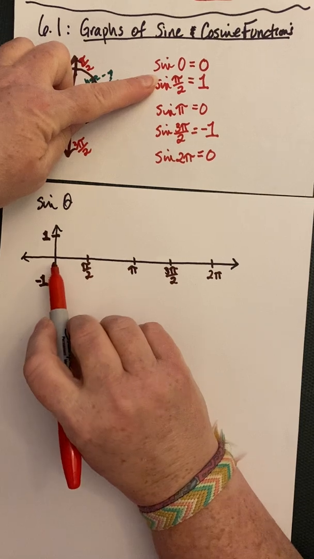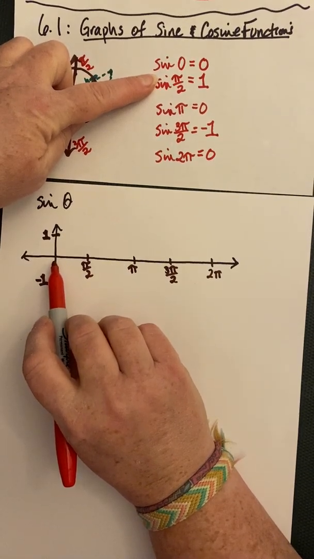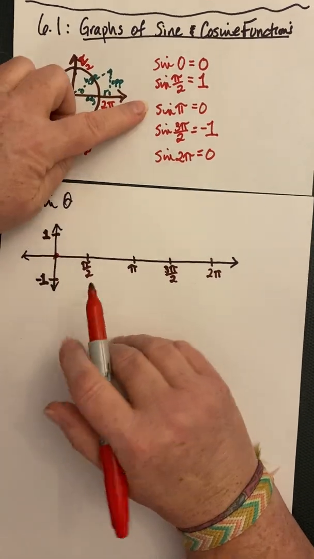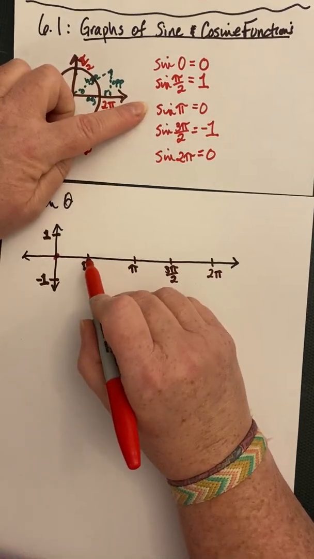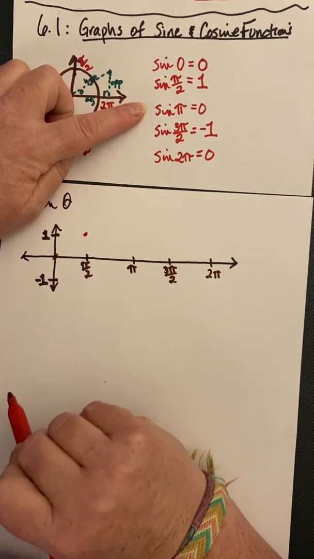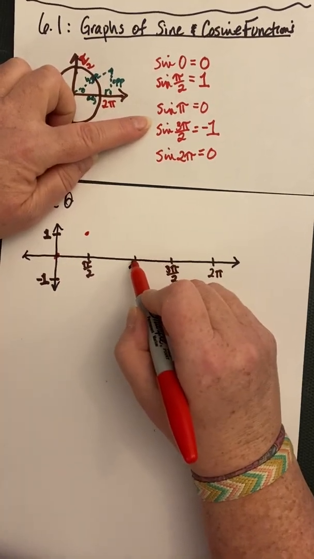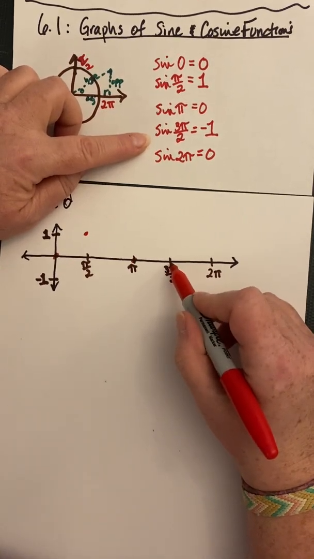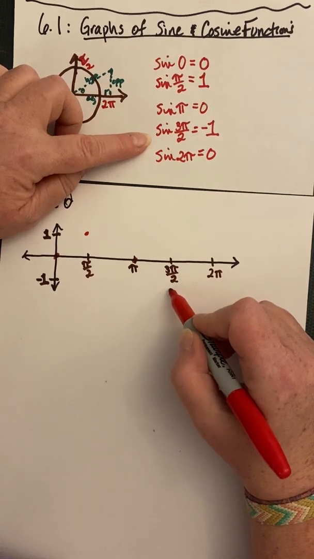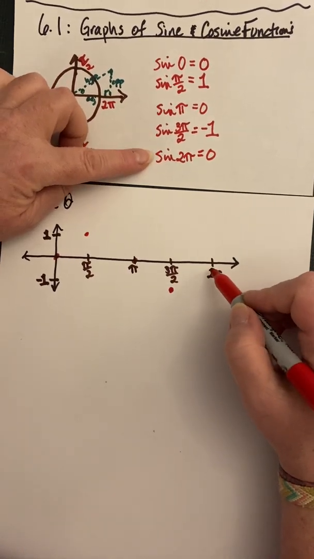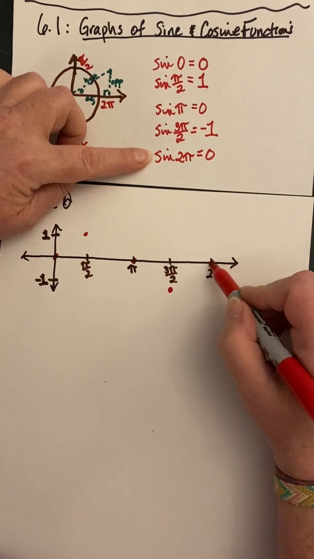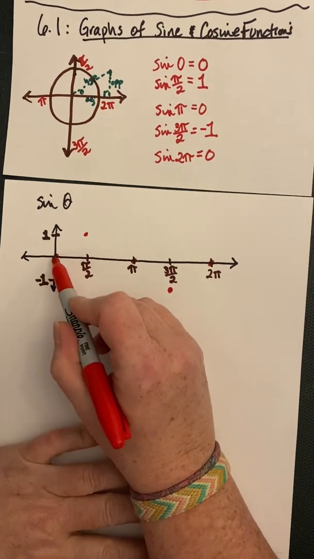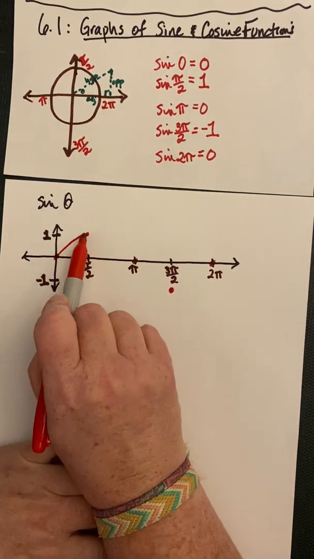Okay, so I'm taking these values. When I'm at 0 degrees or radians, it's the same here, then my sine function is at 0. When I'm at pi over 2 radians, my sine function is at 1. When I'm at pi radians, my sine function's back to 0. When I'm at 3 pi over 2 radians, my sine function is down at -1. And when I'm at 2 pi, my sine function is at 0 again. So this curve does this.